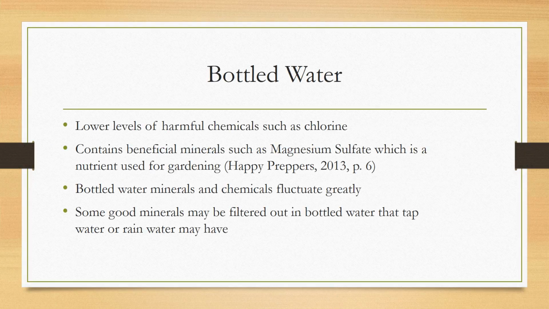Lower levels of harmful chemicals such as chlorine are found in bottled water. It contains beneficial minerals such as magnesium sulfate, which is used for gardening in the form of Epsom salt since it's water soluble. Bottled water minerals and chemicals can fluctuate greatly dependent on the producer, the factory that produces it. And some good minerals may be filtered out in bottled water that tap water or rainwater may have.